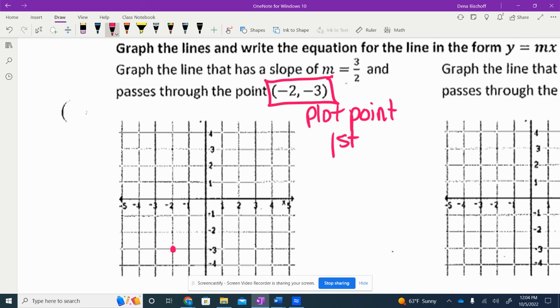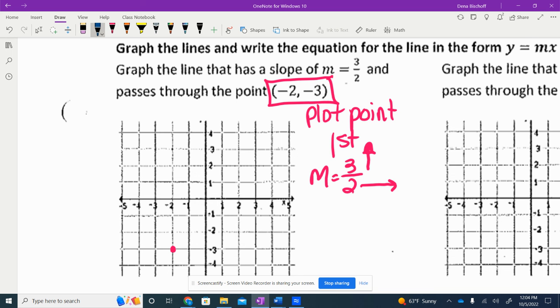And then I'm going to take a really good look at my slope, and I'm going to try and decide what my slope means. And if my slope is not written as a fraction, I'm going to turn it into a fraction. So if my slope is a whole number, I'm going to write it over 1. So our slope is 3 over 2. Because it's positive, that means that I go up 3, right? I'm going up. And we always run to the right. Always. Not just sometimes, always.